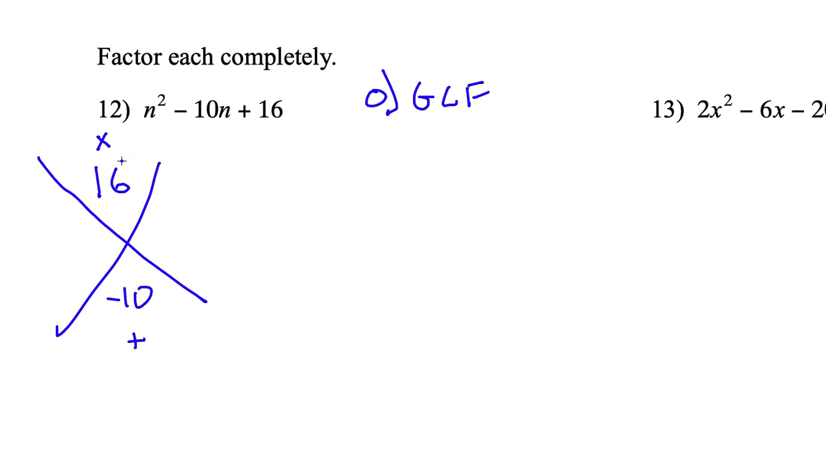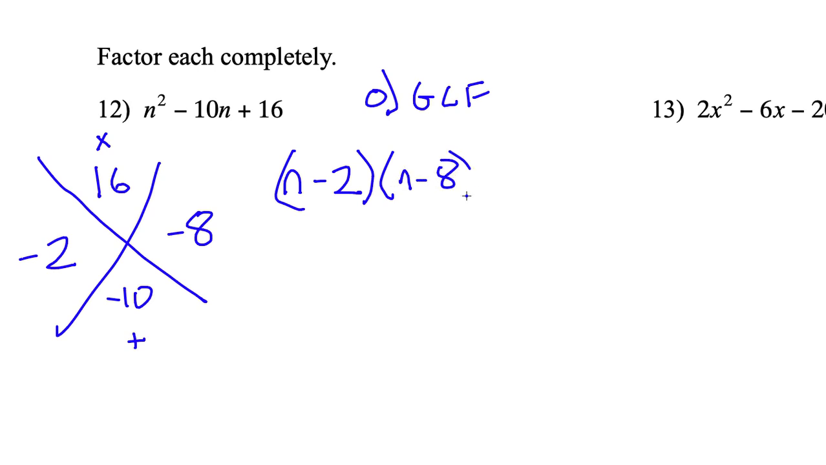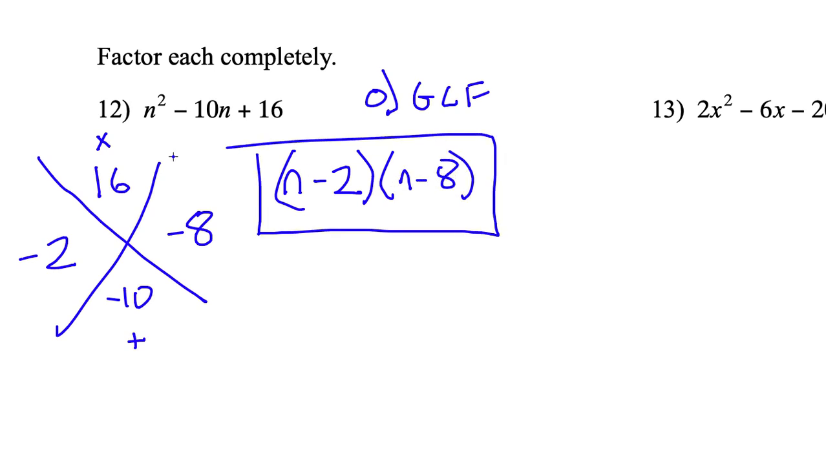What times what is 16? 1 and 16. That doesn't work. 2 and 8. Oh, yeah, 2 and 8 works. 2 and 8. And they have to add up to negative 10, so negative and negative. And there, we're done. We basically just have to rewrite our variable. It's n, not x in this case. So n minus 2 and n minus 8. And there is our final answer.